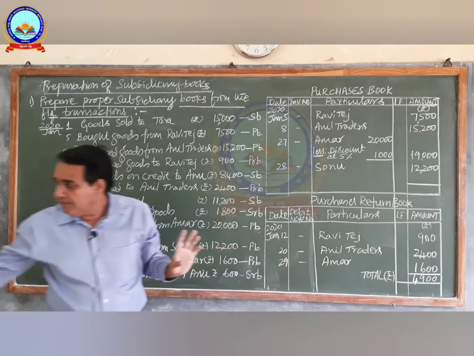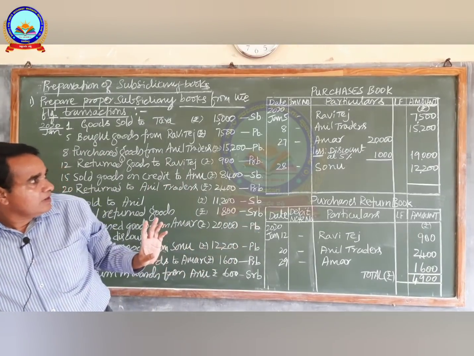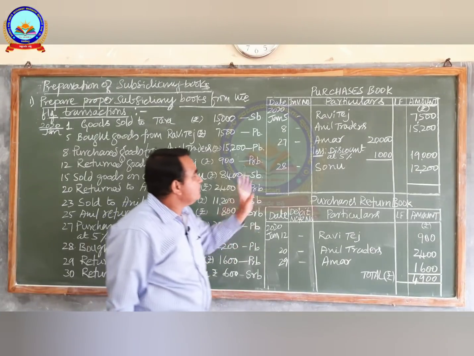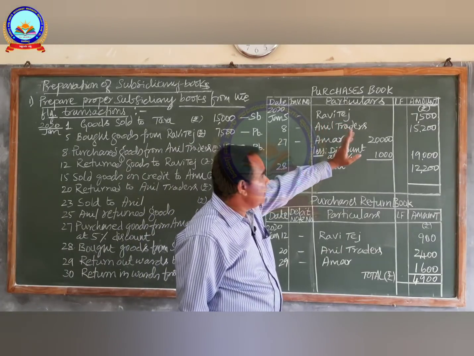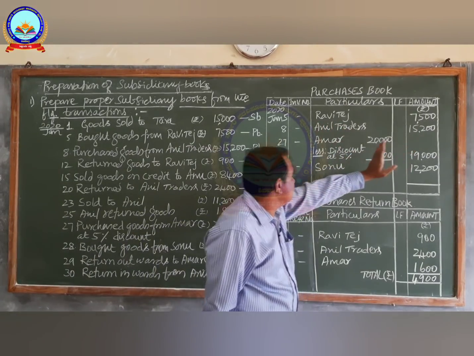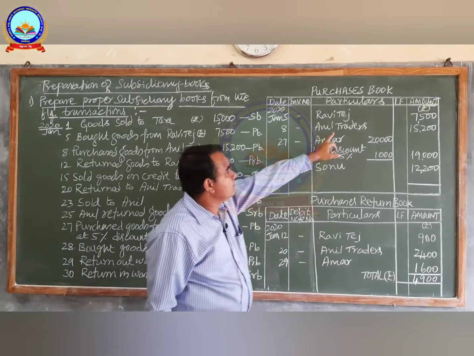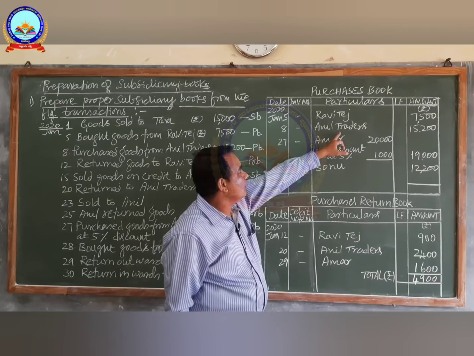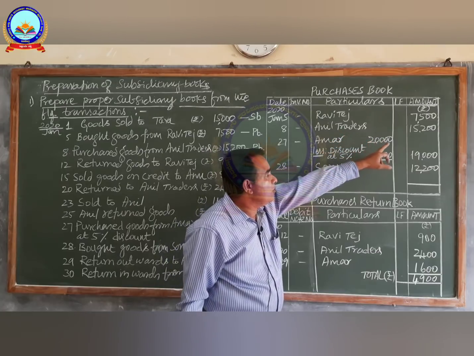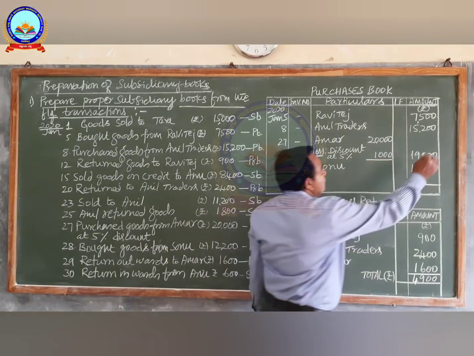Next, on January 8, goods purchased from Anil Traders amounted to rupees 15,200. Write up the date 8. Write the supplier's name in the particulars column: Anil Traders, amount rupees 15,200.